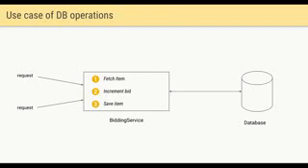Let's start with a simple example. Let's say we have this web application called bidding service, and its job is to increment the bids on a particular item. So whenever there is a request, the bidding service will get the ID from the request. It'll fetch that item from the database using that ID.